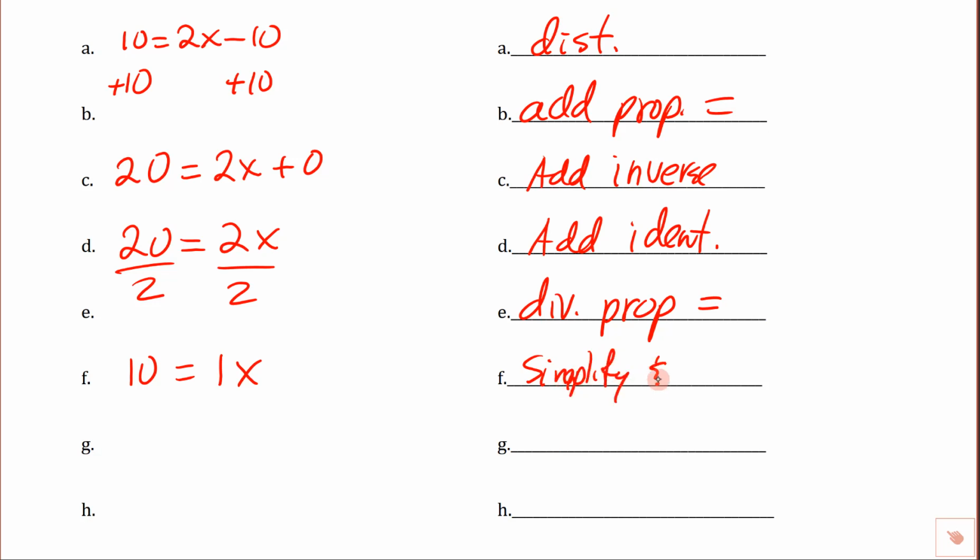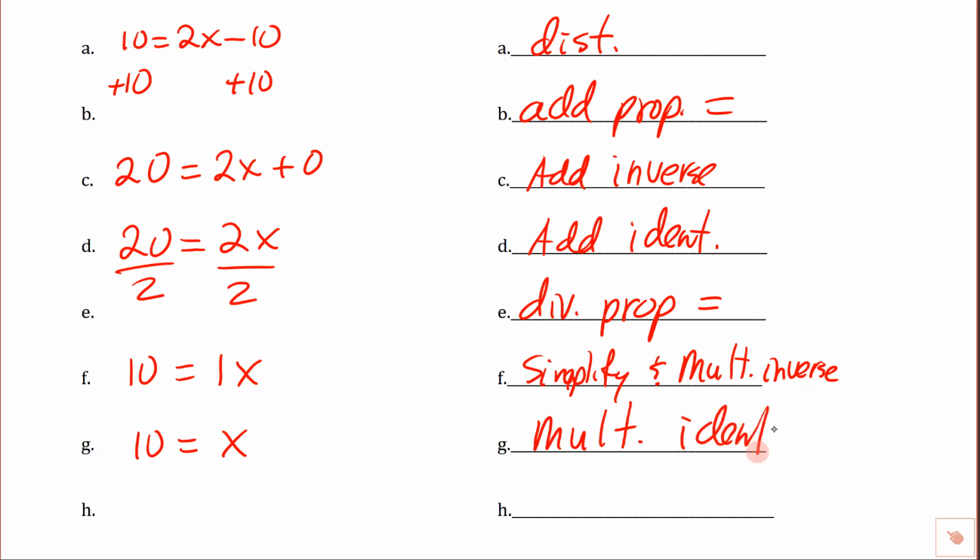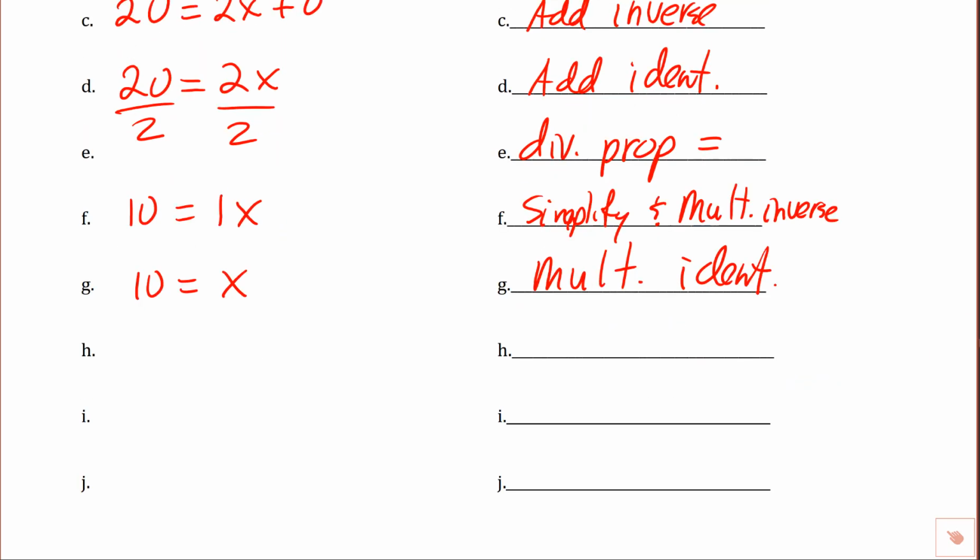Simplify. And on this side, this is the idea that those undo each other. So that's going to be a multiplicative inverse. Multiplicative inverse there. And then really the only thing left to do is to write this down as 10 equals x, because that's the multiplicative identity. So we'll write multiplicative identity. Okay. Now, if you wanted, you could flip this around and you could write it down as x equals 10. It's not absolutely necessary, but if you wanted to cite the symmetric property, you could go ahead and do that.